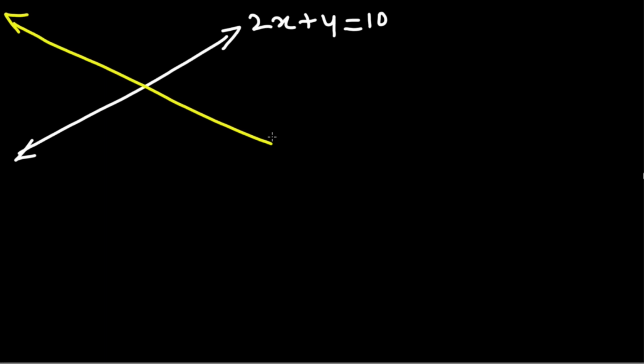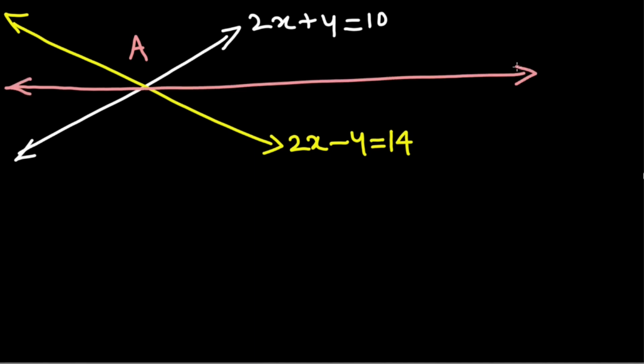Line 2x plus y equals 10 intersects line 2x minus y equals 14 in a point A. We have to find the equation of the line which passes through point A and which is perpendicular to another line 3x minus y plus 6 equals 0. Let us solve these two equations.